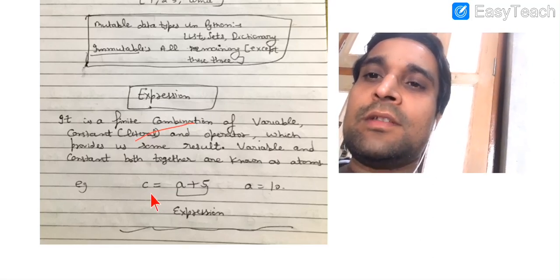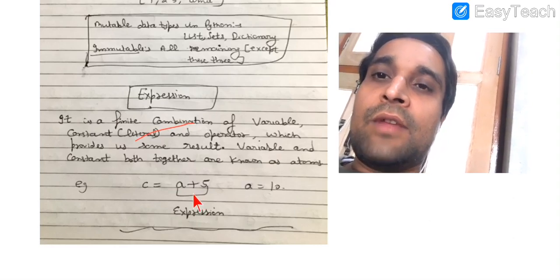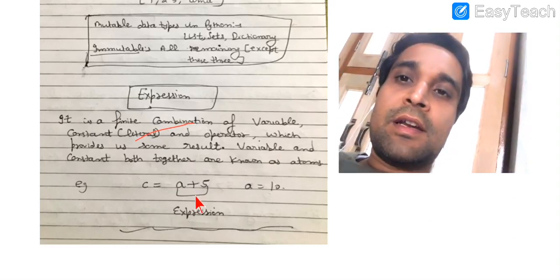Okay, so expression means a finite combination of variables, literals and operators, and when we evaluate some expression, we will get a result.